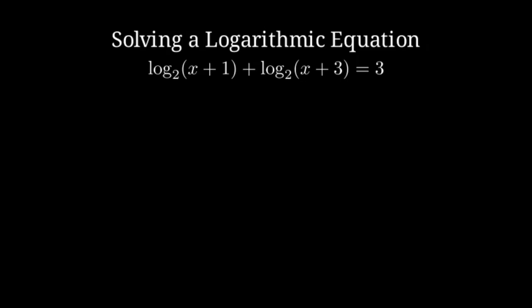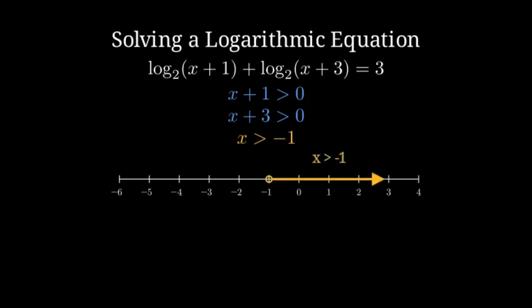First, we must check the domain. Inside every log, the expression must be positive. X plus 1 must be greater than 0, and x plus 3 must also be greater than 0. These inequalities mean that x must be greater than -1 and also greater than -3. The stricter condition is x greater than -1. Let's see that on a number line. Everything to the right of -1 is allowed.